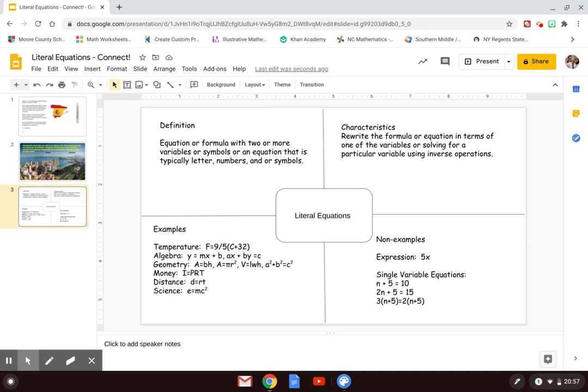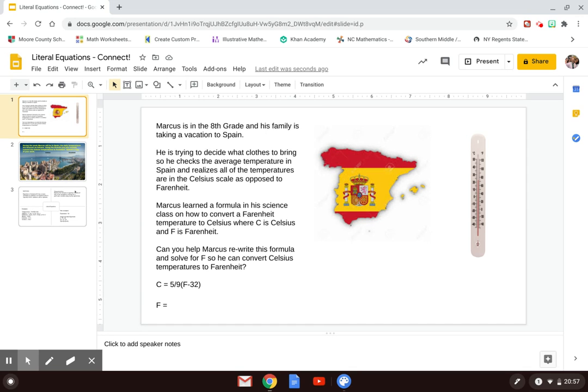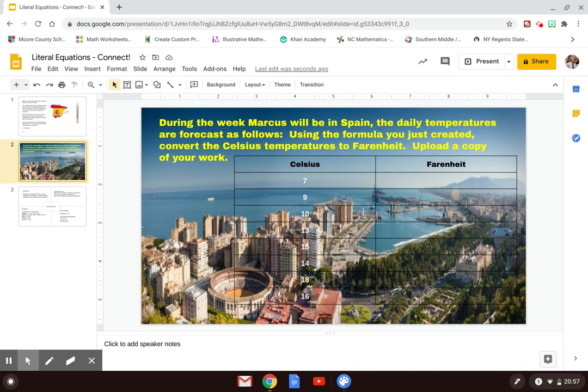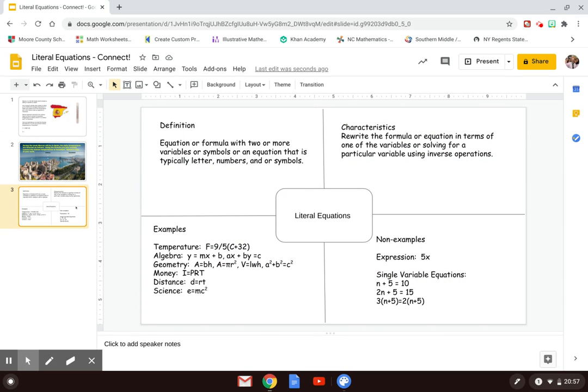Okay. So that is our lesson for today. So what we did is we looked at a literal equation. We rewrote that literal equation in the terms of another. We then used it to solve some math problems and used it to put some meaning to the Celsius scale. And then here is our Frayer model with the definition, characteristics, examples, and non-examples.